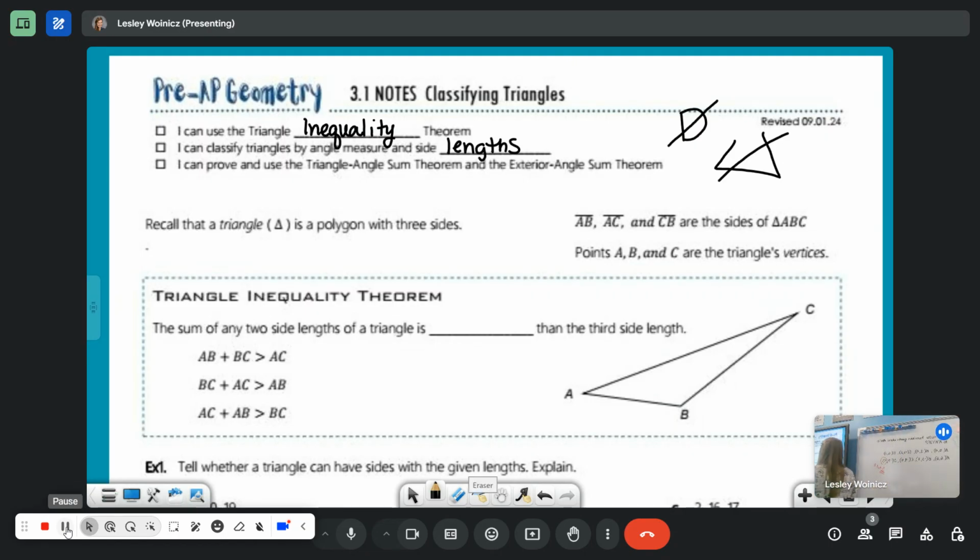So we need to make sure that the sum of any 2 side lengths for our triangle is greater than the third side.